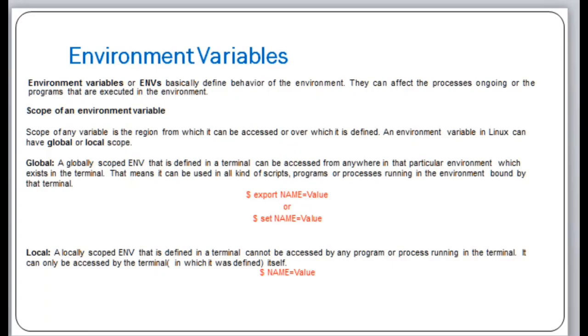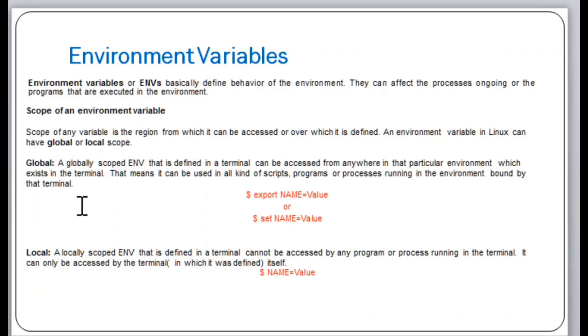Let's talk about environmental variables. So environmental variables, or ENVs, basically define the behavior of the environment. They can affect the processes ongoing or the programs that are executed in the environment. So let's talk about the scope of an environment variable. The scope of any variable is the region from which it can be accessed or over which it is defined. An environment variable in Linux can have global or local scope.